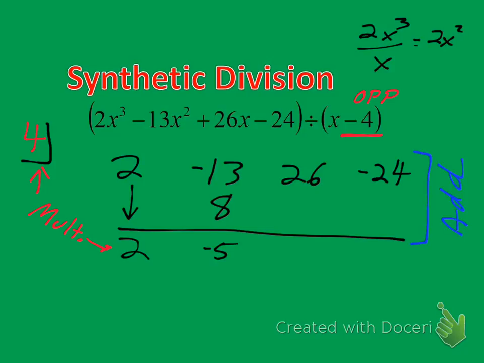Now, see how we just brought negative 5 down below the line? So now it's in this line. We're going to take negative 5 and multiply it by 4, which would be negative 20. And it's going to go underneath the 26. You're going to add those up to give you 6. Then you're going to take 6 times 4 to give you 24. Add it to negative 24, which gives you 0. Okay. Everybody good?